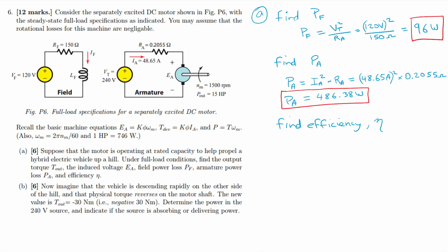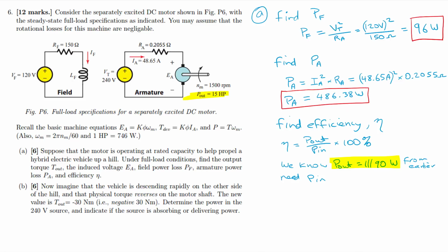And now the last thing we have to do for part A is to find the efficiency. So how are we going to do that? Well, our efficiency formula is the power out divided by the power in times 100%. And it's going to be lower than 100%. We can never get above 100% efficiency. So we know that the power out is 11,190 watts, and we solved that in part A earlier. That is just simply converting the horsepower.